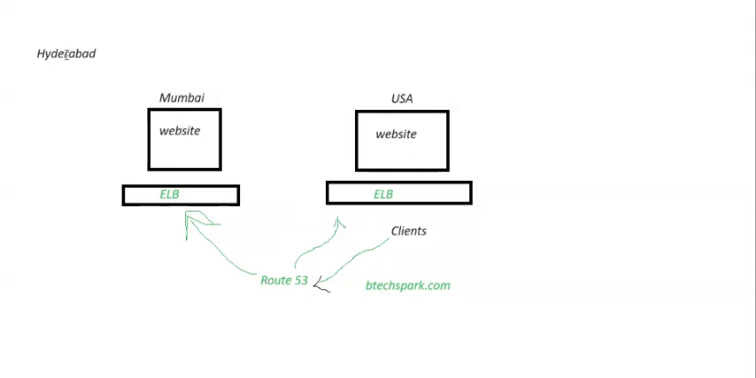Let's say my clients are present in Mumbai, as well as in Australia. Let's say in the UK my clients are present. Now these UK clients are also requesting my website. To where does this request go? This request first goes to Route 53. From Route 53 it will go to my website. So the persons who are present in Hyderabad region and UK region are also facing the same issue.